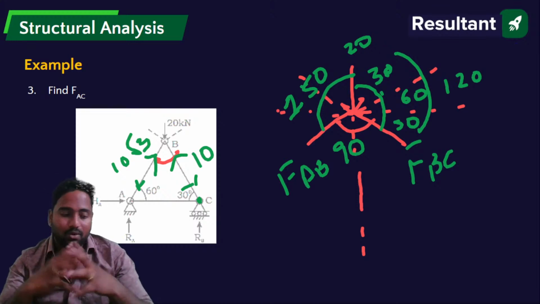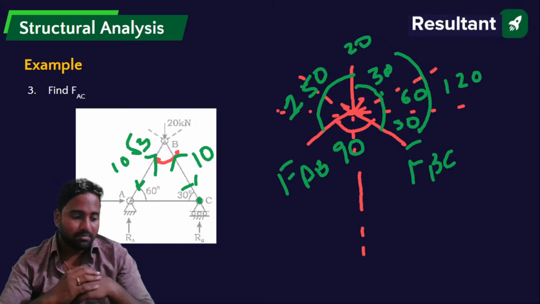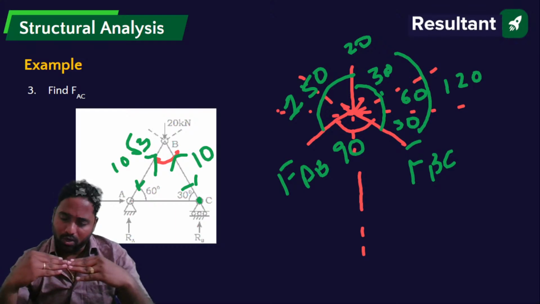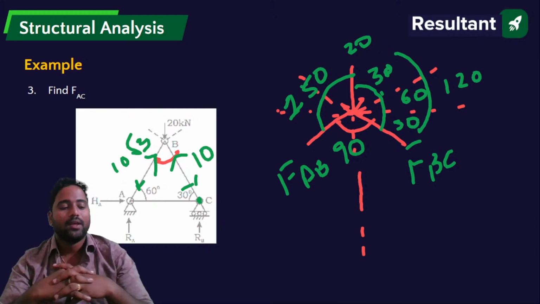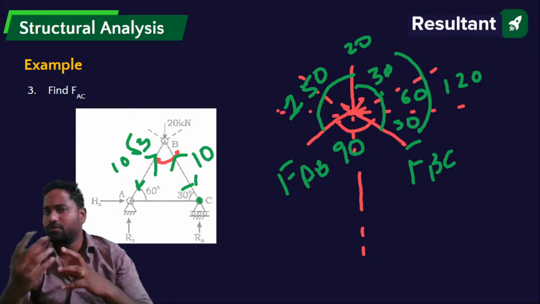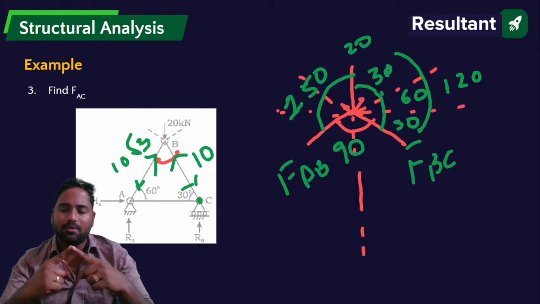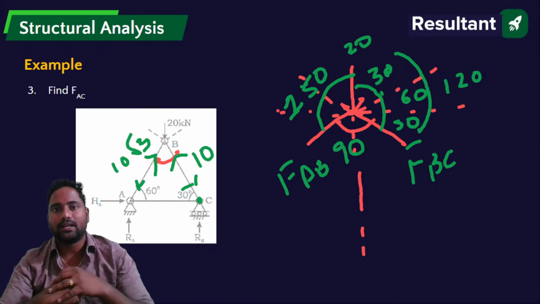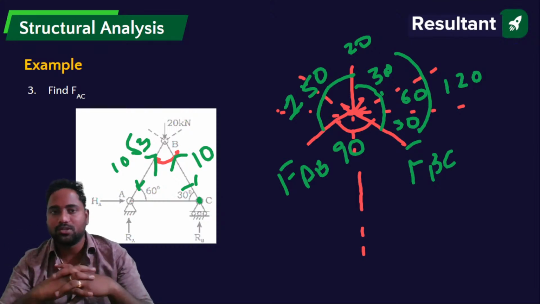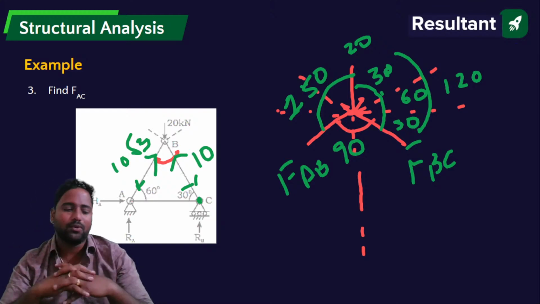Here there are three notes that I have given. One: if three members are meeting at a joint, out of which two are collinear, and no force is acting at that joint, then the force in the third member is 0. If some force is acting, then the force in the third member would be equal to that force. Two: if two non-collinear members are meeting at a joint and no external force is acting, then the force in those two members equals 0. And the last point that we have seen is the sine rule.